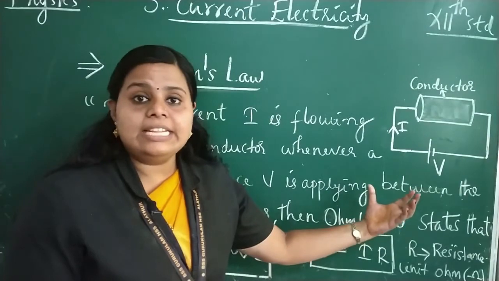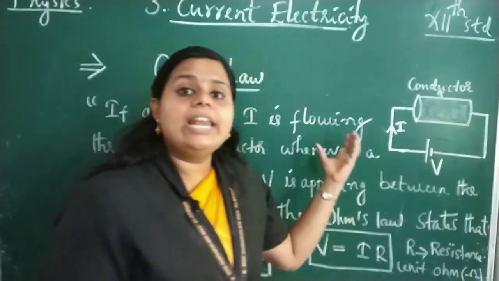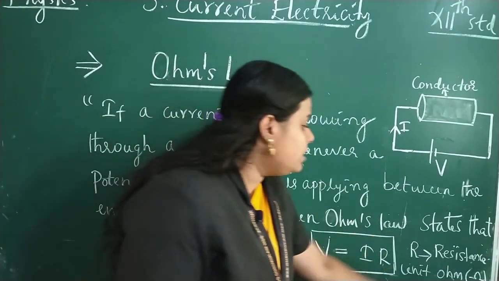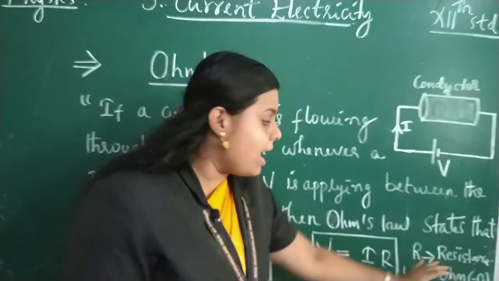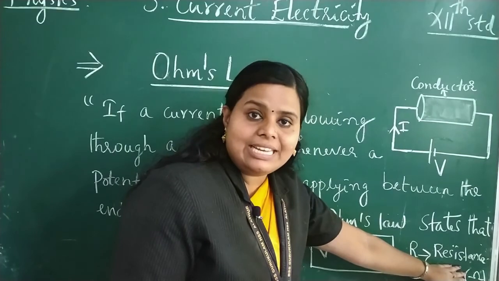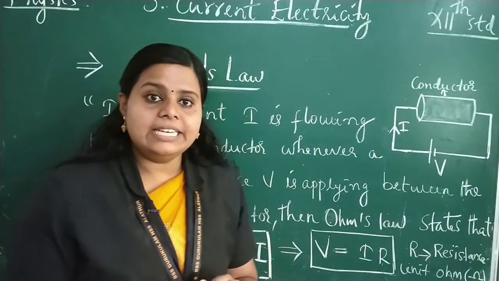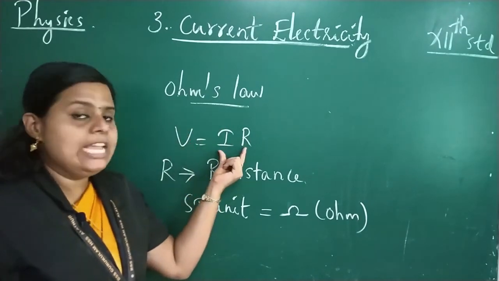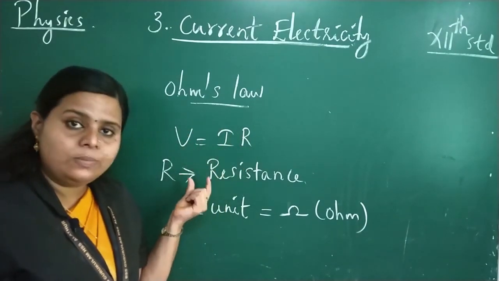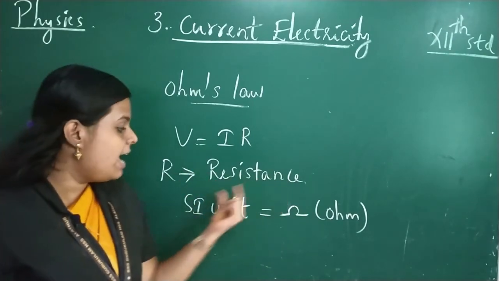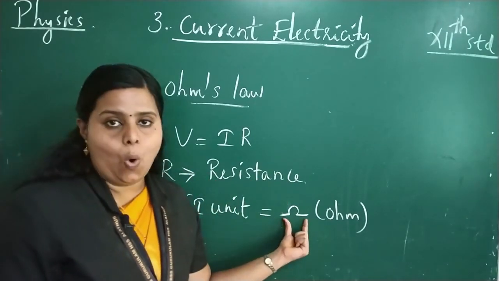Resistance is the ability of the conductor to oppose the current flow through the circuit, that is known as resistance of the material. Okay, and what is the unit of this resistance? That is ohm and its symbol is this. Is it clear? So V is equal to IR, that is Ohm's law, where the proportionality constant R is the resistance and its SI unit is ohm.